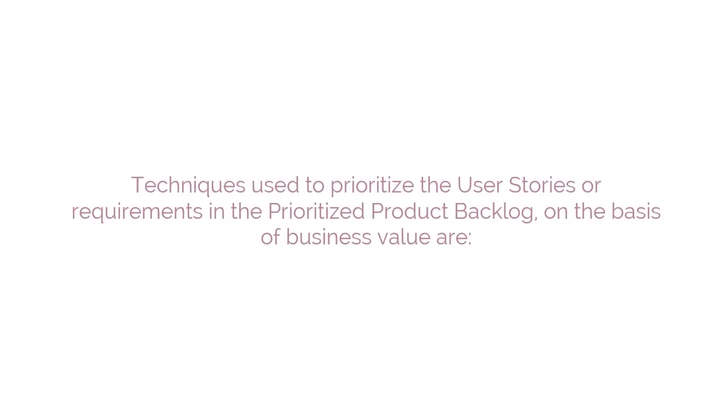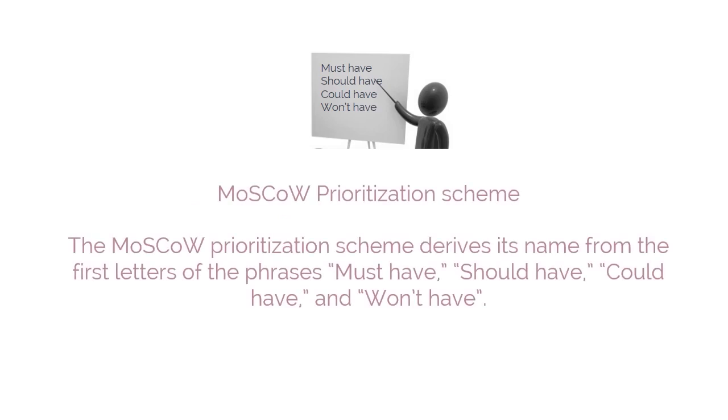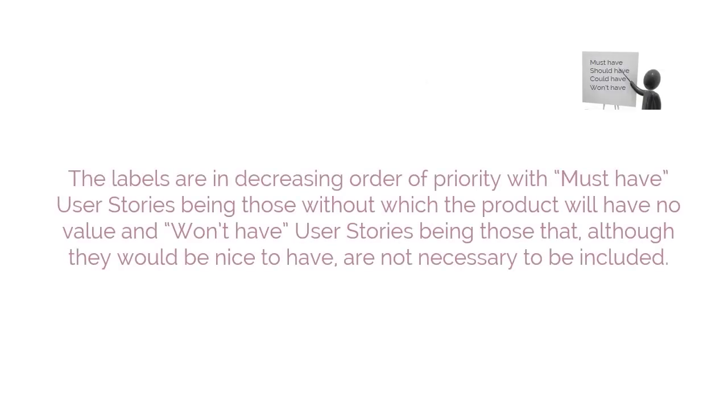Some techniques used to prioritize the user stories or requirements in the prioritized product backlog on the basis of business value are the MoSCoW Prioritization Scheme. The MoSCoW Prioritization Scheme derives its name from the first letters of the phrase must have, should have, could have, and won't have. This prioritization method is generally more effective than simple schemes. The labels are in decreasing order of priority, with must-have user stories being those without which the product will have no value, and won't-have user stories being those that, although they would be nice to have, are not necessary to be included.